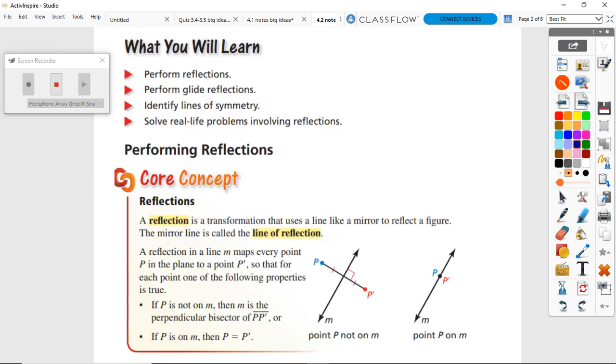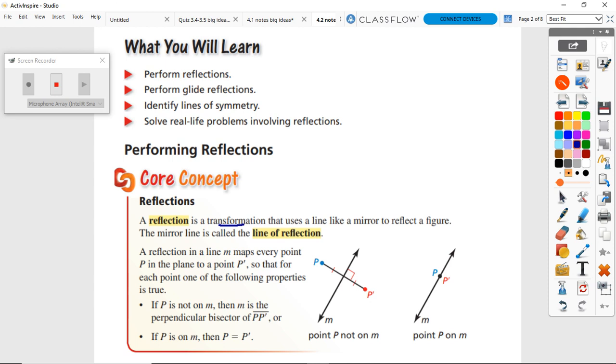A reflection is a transformation. So it's our second transformation. This chapter we had translations, which was a slide. Now we're going to reflect, which is like a flip. And the line of reflection acts as a mirror.